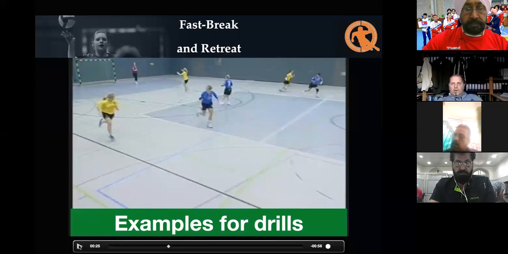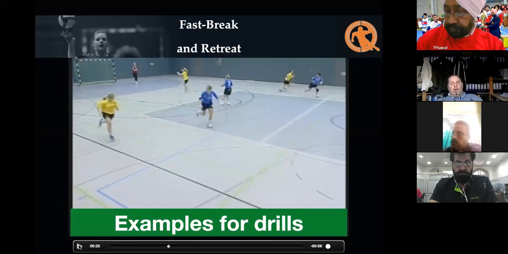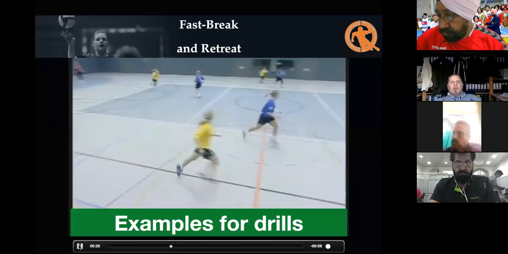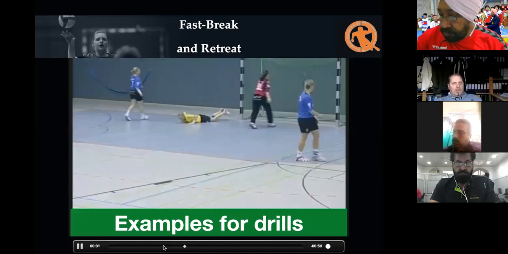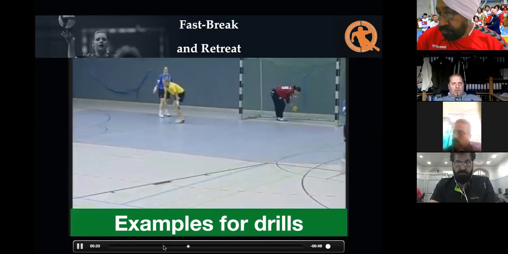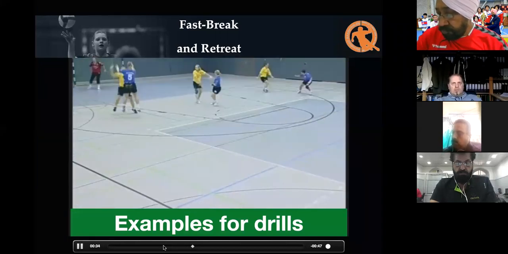So wing on one side, wing on the other side, and one player available for a short distance pass. So the goalkeeper must make a decision, long or short pass. And if they go for this, now it's a 3-on-3 fast break situation. And this was a very clever decision from the player here, because she's receiving the ball.